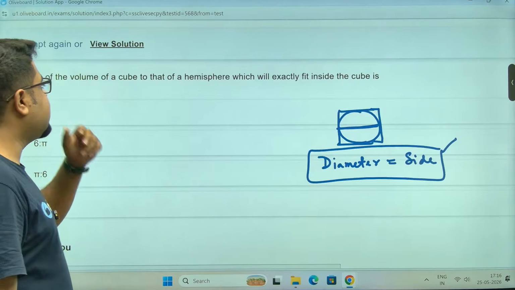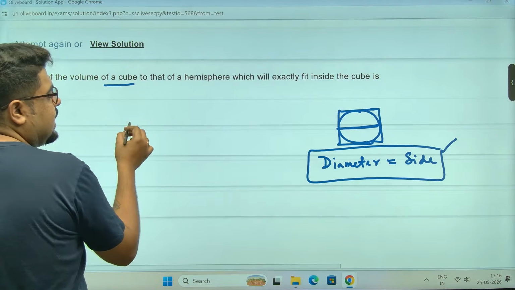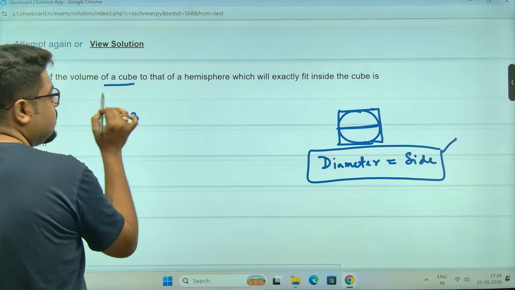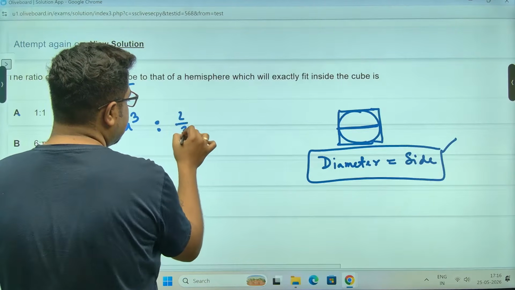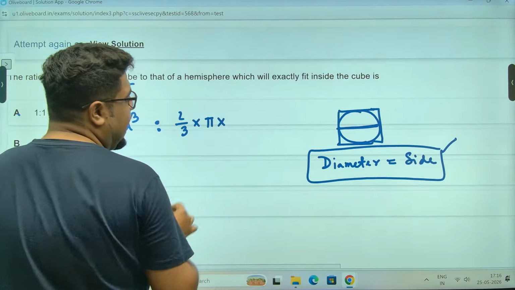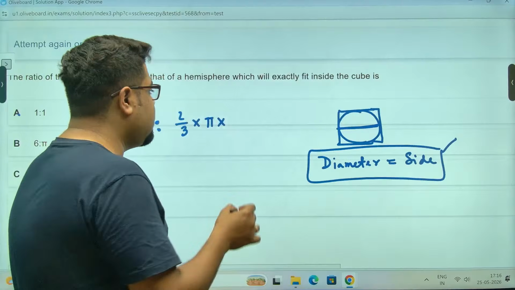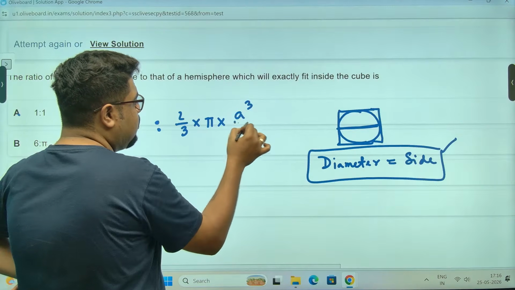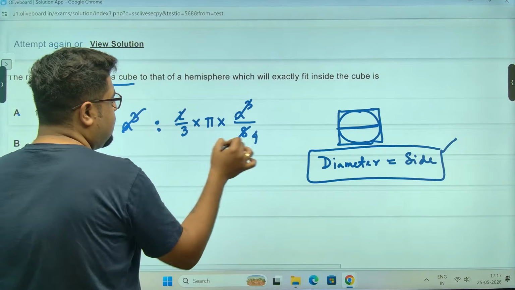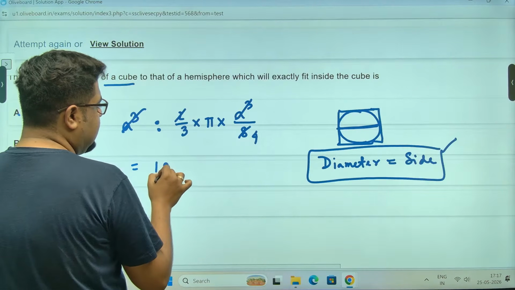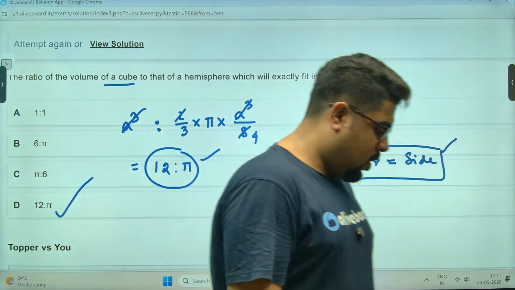Now they are asking the ratio of the volume. Volume ratio, sir. So cube volume will be, let's take, a cube. Volume of the hemisphere will be 2/3 pi r cube. R is what? Diameter is side, meaning radius will be a by 2. A by 2 cube meaning a cube by 8. So a cube will cancel. This will be 4, 12, meaning 12 is to pi will be the answer, sir. So option number D.